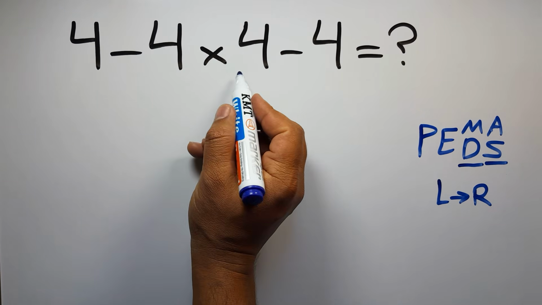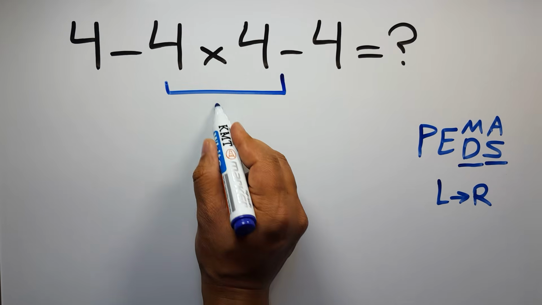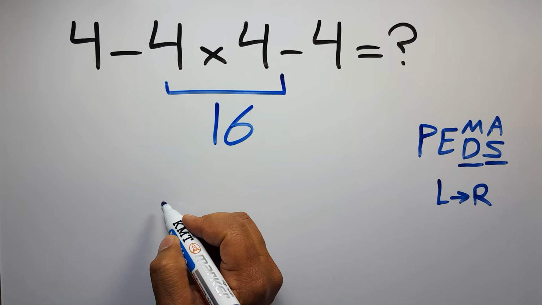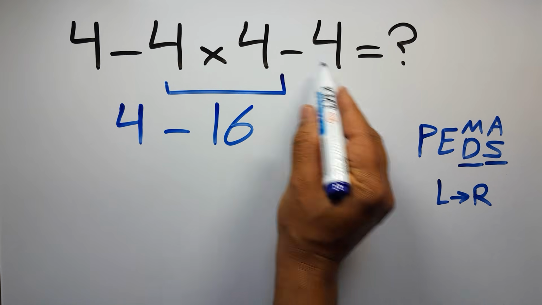So first we have to do this multiplication. 4 times 4 equals 16. So we have 4 minus 16, then minus 4.